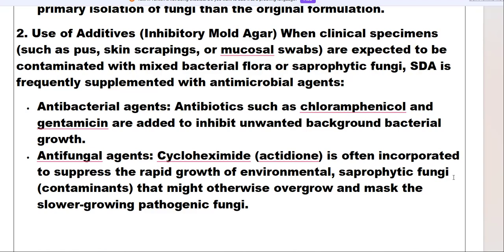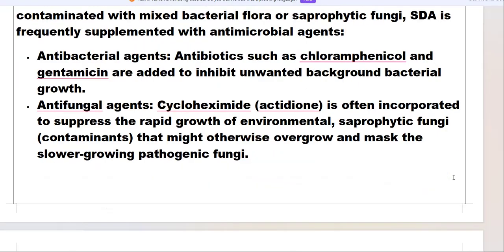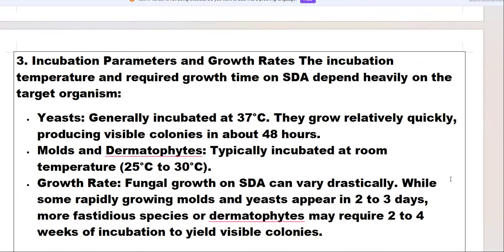Antibacterial agents. Antibiotics such as chloramphenicol and gentamicin are added to inhibit unwanted background bacterial growth. Antifungal agent. Cycloheximide is often incorporated to suppress the rapid growth of environmental or saprophytic fungal contaminants that might otherwise overgrow and mask the slower growing pathogenic fungi.